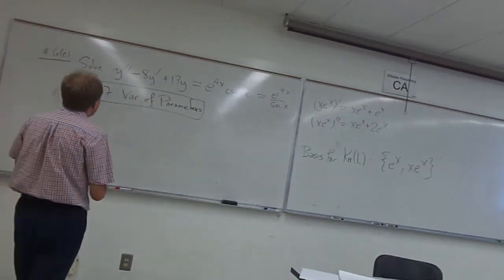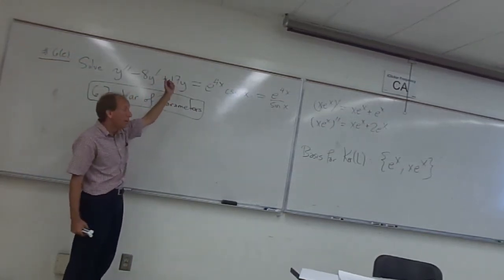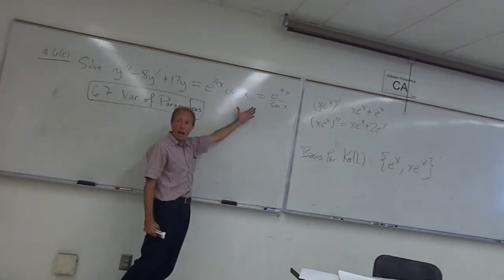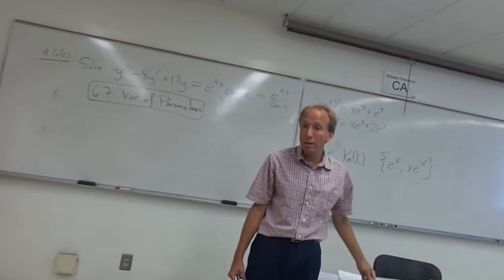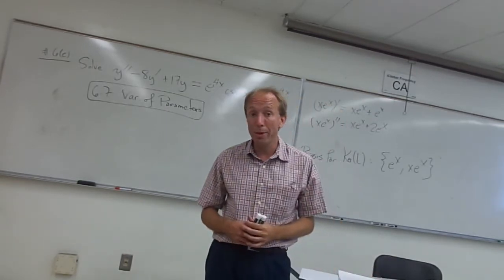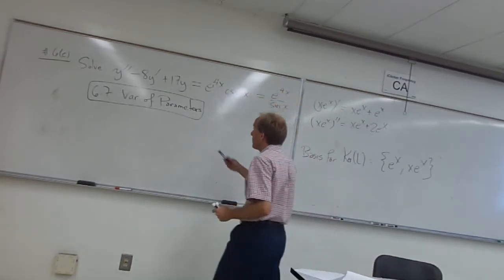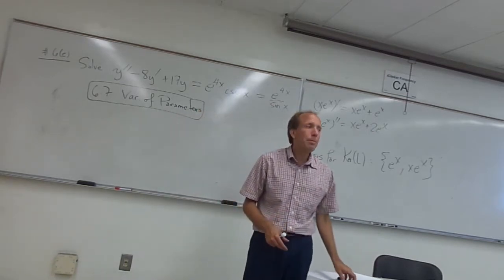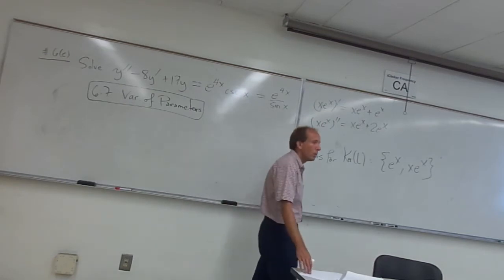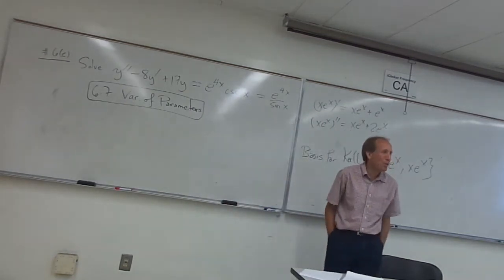Okay, so again, this is a second order equation. The right-hand side is not something that we know how to annihilate. So the only other method that we've talked about is variation of parameters. That's in section 6.7. Can you guys remind me what's the first step for variation of parameters?